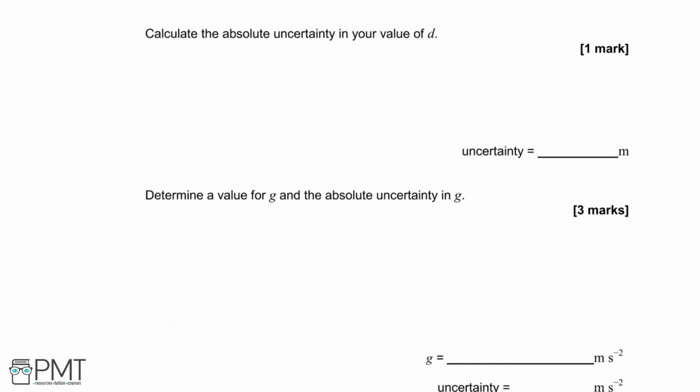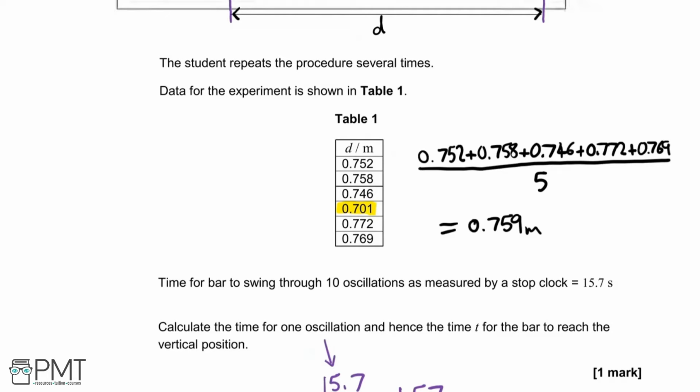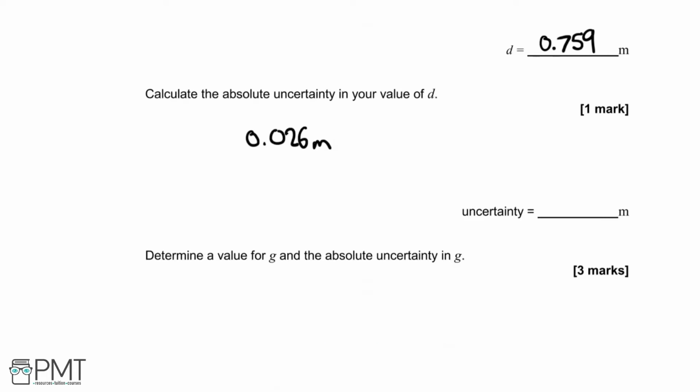Calculate the absolute uncertainty in your value of D. Now for this part, we need to find the range of those values. We need to find the difference between the largest value and the smallest value, and that should be 0.026 meters. Now, it might just be worth doing that as a calculation. So let's just look back at the table just to see why that is. We can see here that the largest value is 0.772 and the smallest value is 0.746. So let's just write that down here.